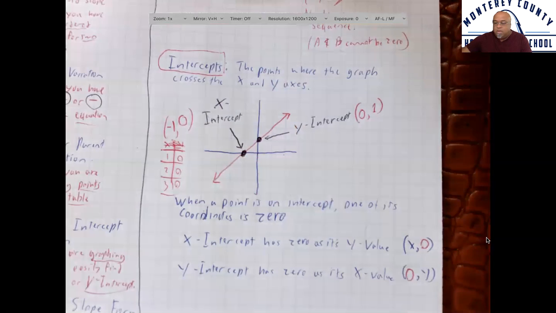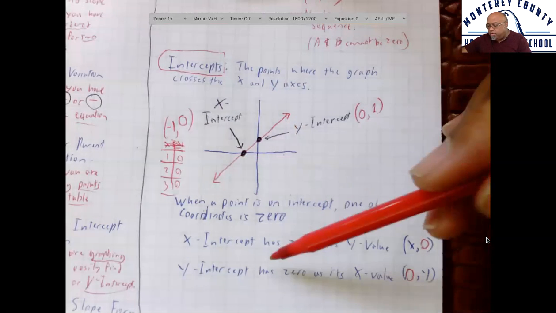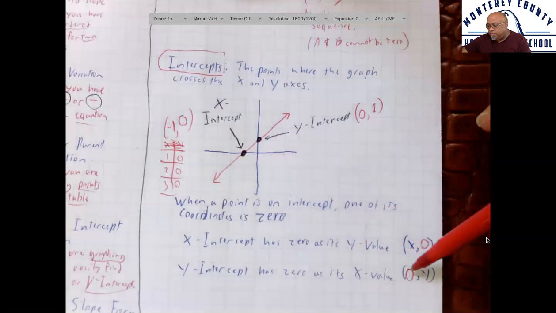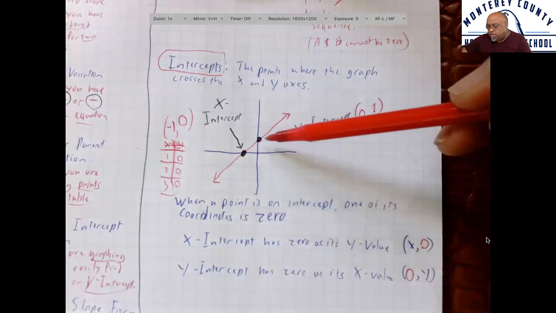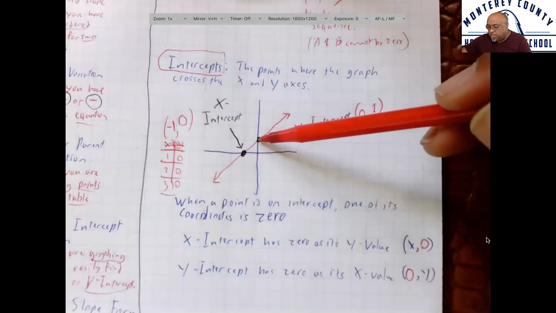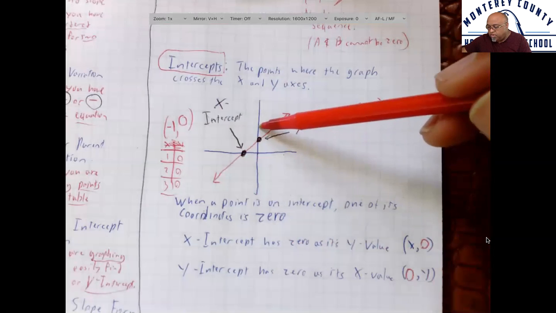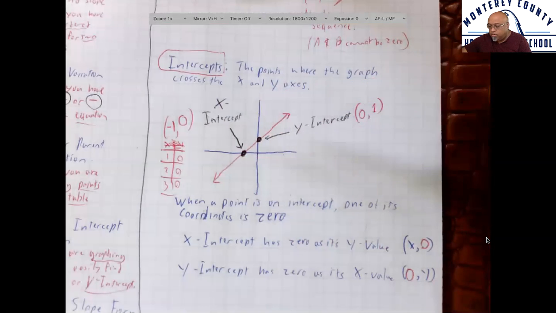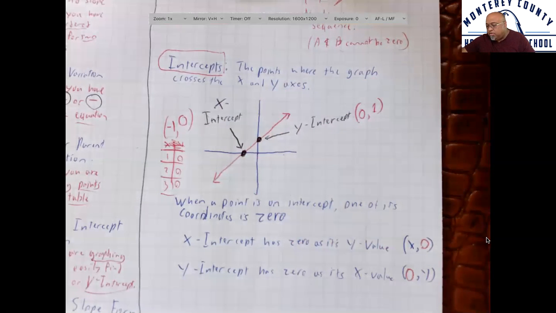Okay? Now the same is true with the y-intercept. The y-intercept has 0 as its x value. Okay? So I'm looking at this one. This is (0, 1). If I crossed here, it'd be (0, 2), (0, 3), (0, 4), and so on. Okay? So anytime it crosses the intercept, wherever it crosses at, then that coordinate is going to be 0.